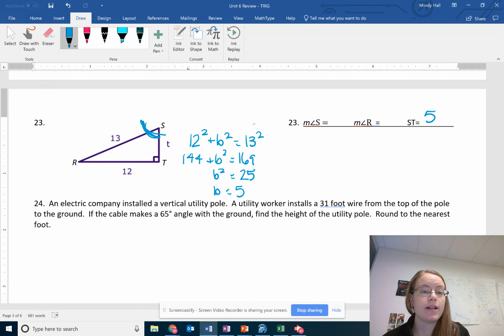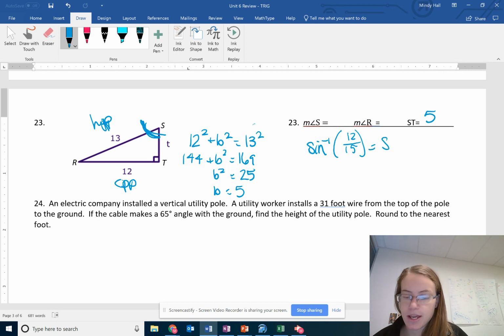So if I'm looking at angle S, I have 12, which is opposite, and 13, which is hypotenuse. So then because I'm looking for an angle measure, I'm going to have sine because it's opposite over hypotenuse, but it's going to be inverse sine because I'm looking for an angle. So then inverse sine of 12 over 13 is 53.1. So to round to the nearest degree, it is 53 degrees.